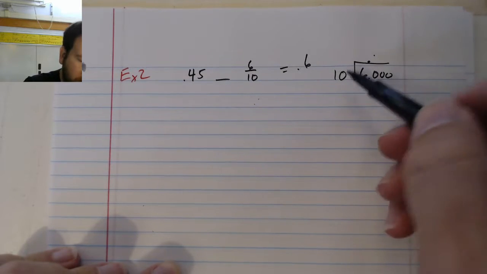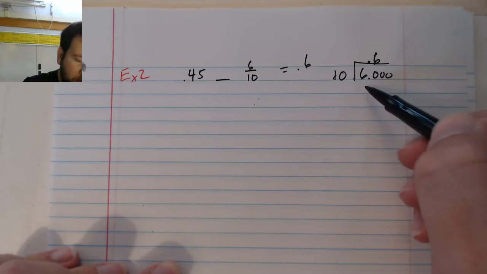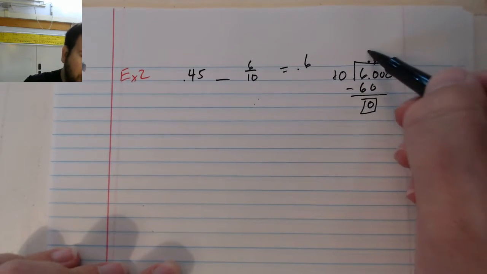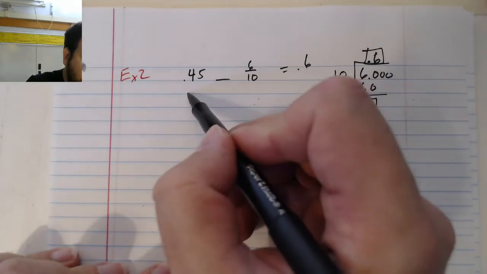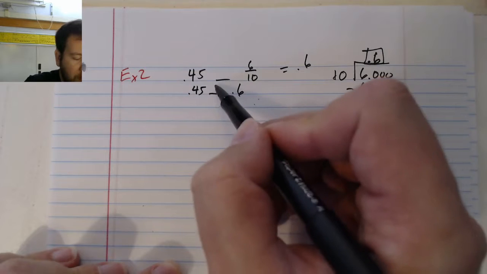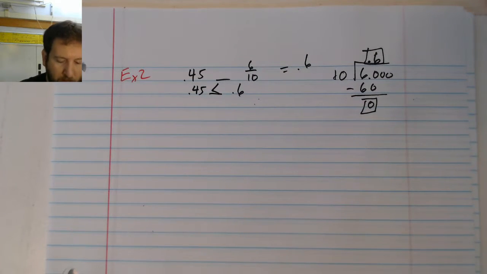My decimal point goes there. How many 10s are in 60? 6. 10 times 6 is 60. Subtract gives me a 0. So I can see that I have 0.6. Now I can easily compare 0.45 to 0.6. And that is obviously 0.6 is larger, okay? Do one more quick example.